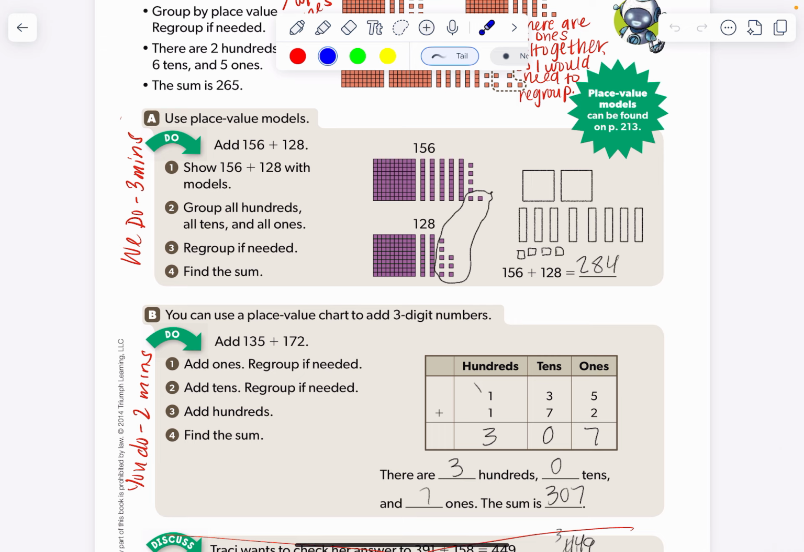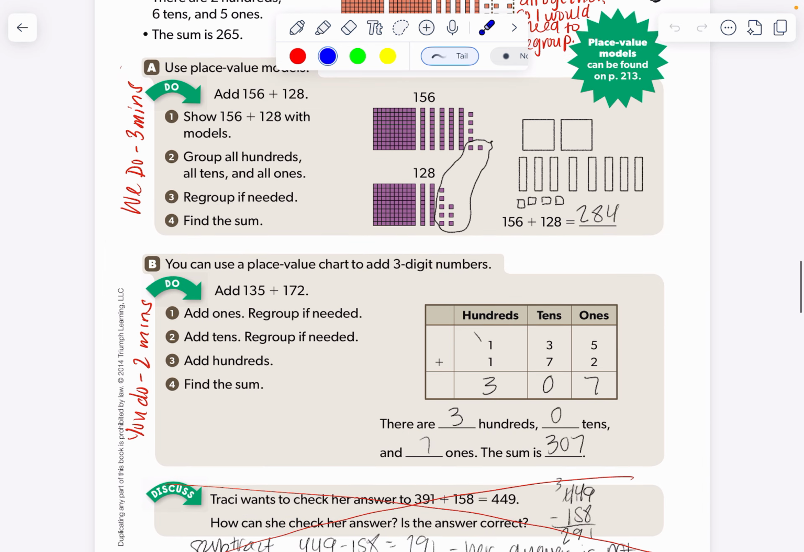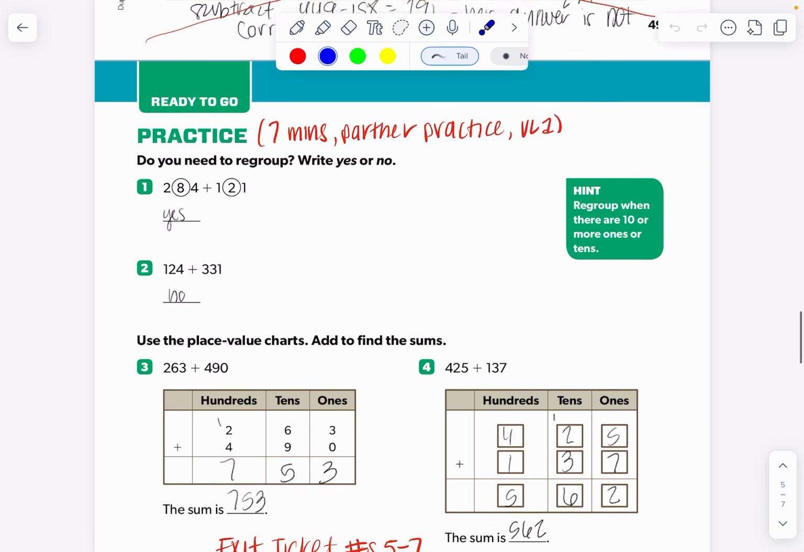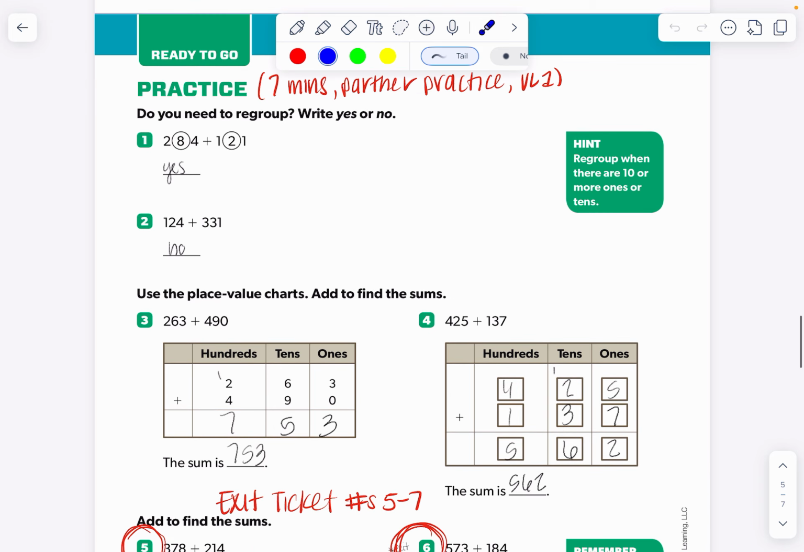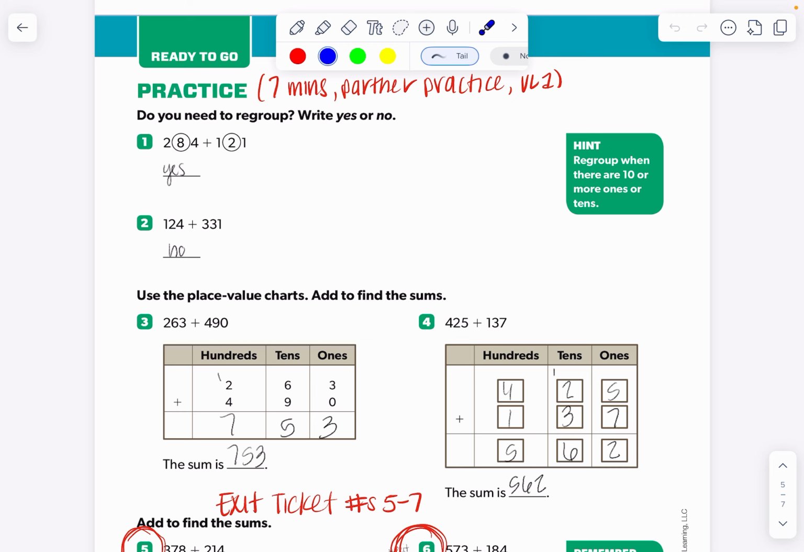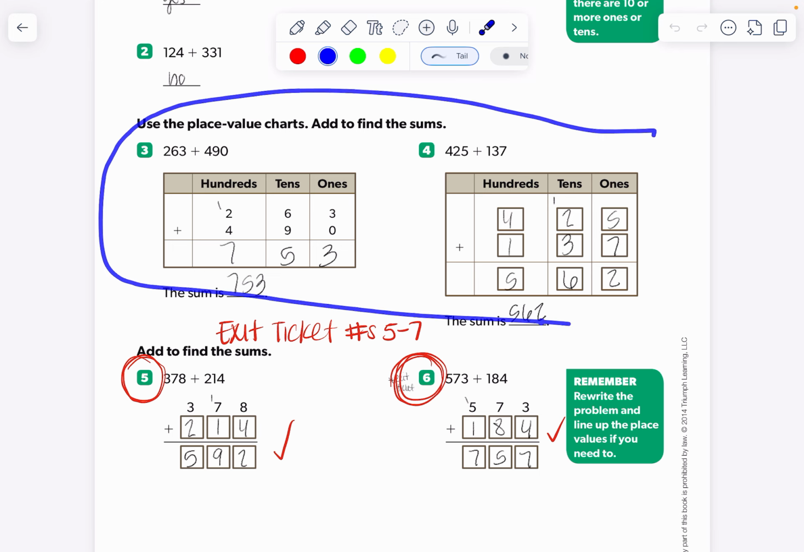From that model, you and the students will do a we do activity with another set of blocks before launching into using the place value chart to do addition. And then students will have about 7 minutes for partner practice. The first part, they're just figuring out, do I need to regroup or do I not need to regroup? The second part, using the place value chart to help them add.